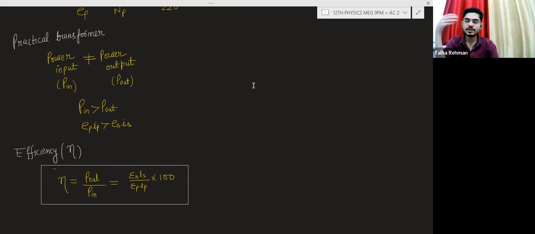The more the efficiency of the transformer, the better the transformer will be.